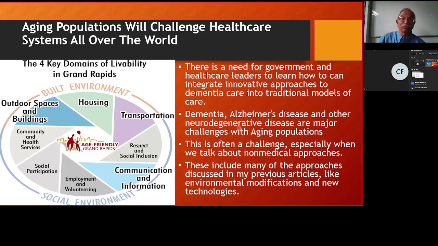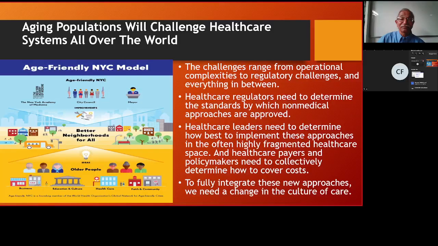So dementia, Alzheimer's disease, and other neurodegenerative diseases are major challenges with an aging population. And that takes a major chunk of healthcare. This is the challenge: how to avoid them. They're working on it. The age-friendly New York model is coming up with a lot of facilities for aging populations.